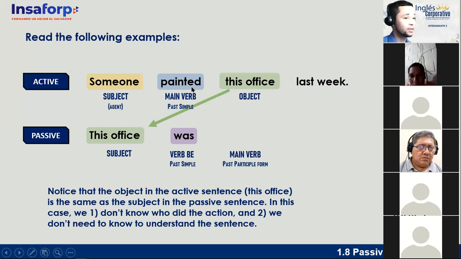Painted. It's painted. The same, because it's a regular verb. So the past form and the past participle are the same, or they are spelled the same. So this office was painted last week.